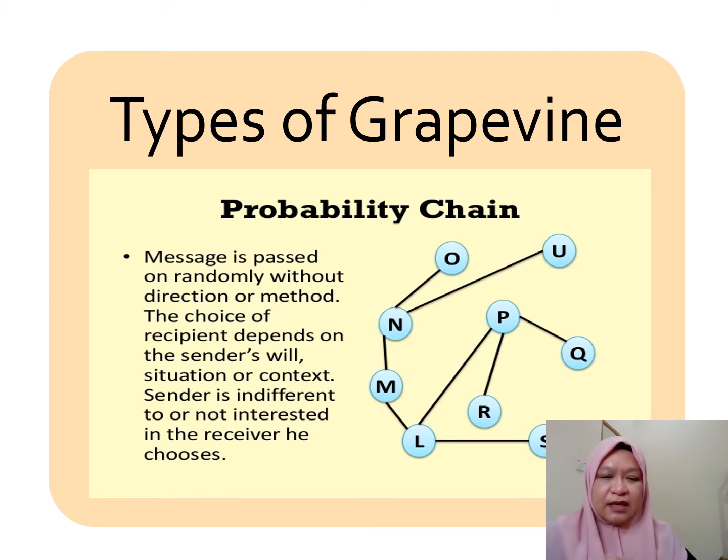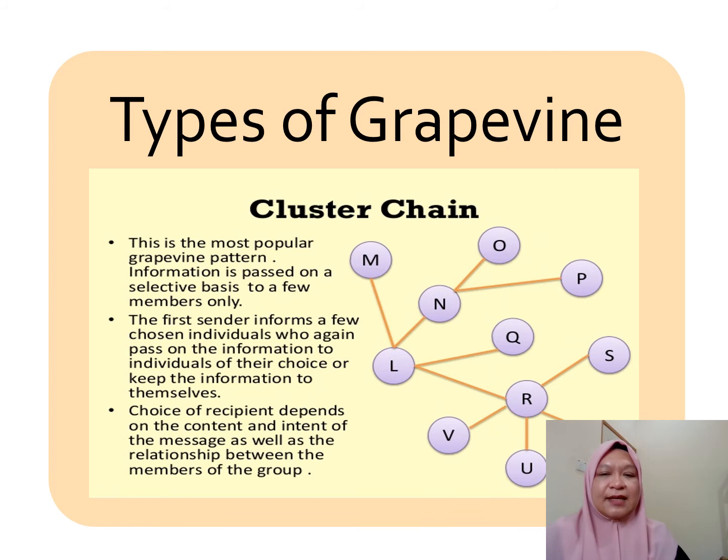Sender is indifferent to or not interested in the receiver he chooses. So the sender might not have any preference, so he just passes it on, depending on the situation or context. Some people might not be interested in the information, so the sender will only choose those people who are interested. And the last one is the cluster chain.